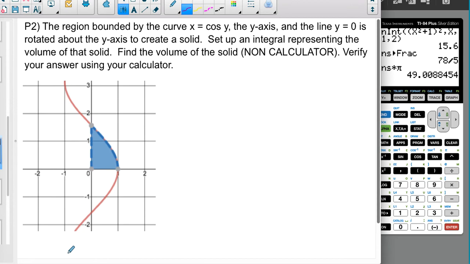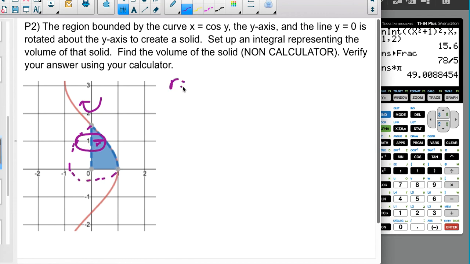Okay, so let's go ahead and try another one. So the line x equals cosine y, which is the curvy piece, the y-axis, and line y equals 0 is rotated about the y-axis to create a solid. So we're rotating this way, right? So basically we're going to get a disk that looks like this. That's my radius, right? And it's going to make a shape that kind of looks like a Hershey's Kiss a little bit, right? Like the 3D, it's going to look a little bit like a Hershey's Kiss.